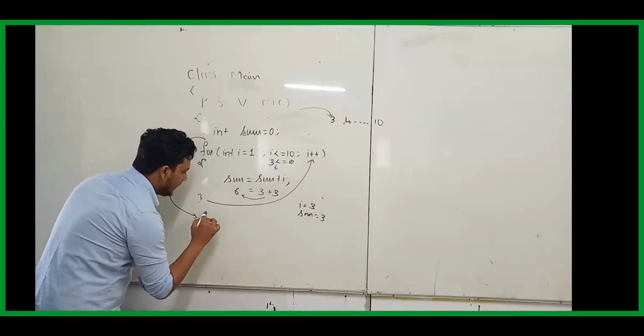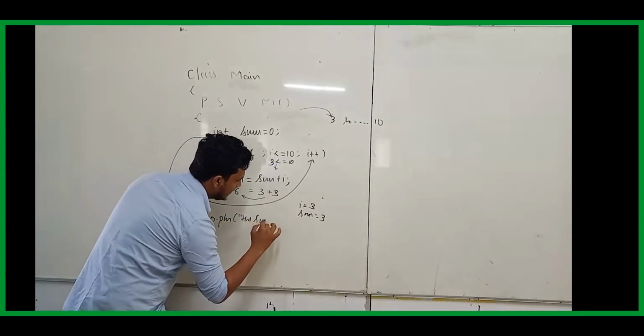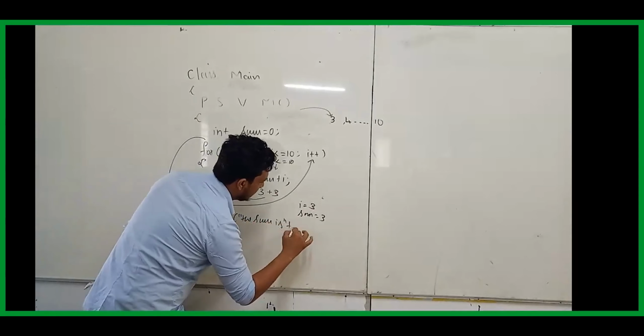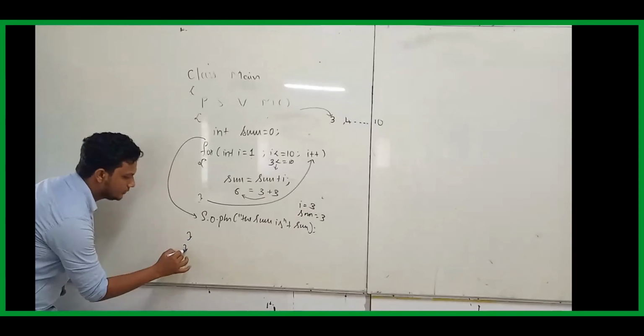Then what we need to write? System dot out dot print, and then the sum is, and I can write sum. That's it. I'll close the main method, I'll close the class.